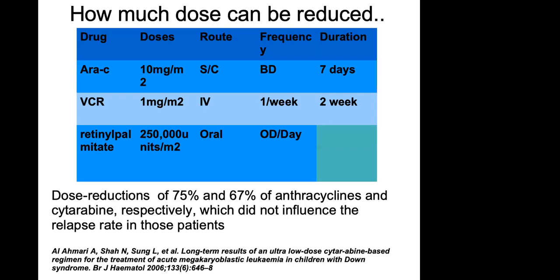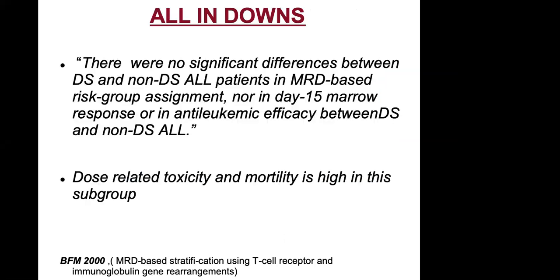So how much dose can you reduce? For example, ARA-C, 10 milligram per meter square is sufficient, so it's a BD dose for 7 days. VCR, the normal dose is 1.5 milligram per meter square, so you have to reduce it by 2/3. Same with retinyl palmitate. So on. So dose reduction of 75% and 16% of anthracyclines and cytarabine, which are the main drugs for any AML patient, specifically does not influence the relapse rate in those patients. So here you need a low dose, and you are not compromising the outcome.